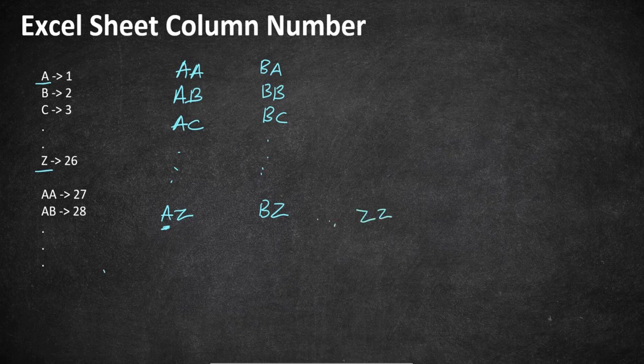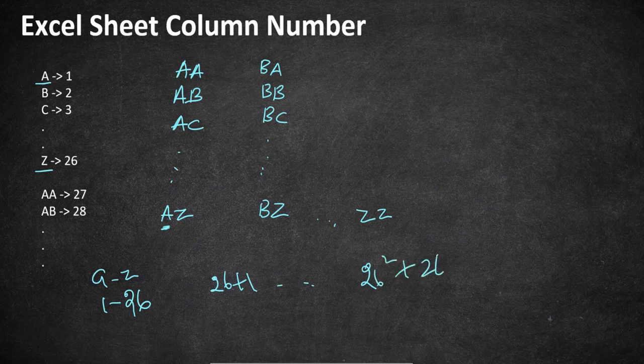As we know, A to Z is going to have the numbers 1 to 26. What would be the numbers for AA to ZZ? It will be 26 plus 1, which is 27, to 26 square plus 26. How are these things determined? Till Z it will be 26. After that it will be AA, so the next number is 27.